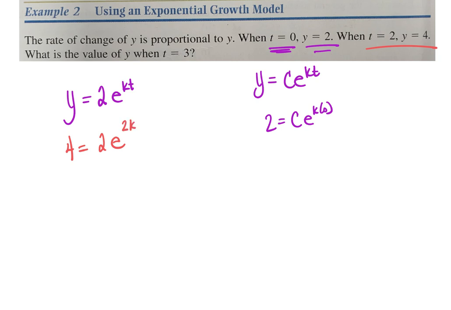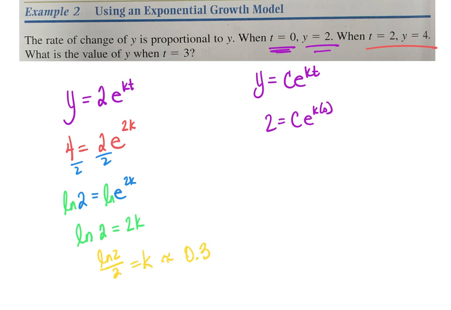Okay. To solve it, we're going to use our logarithmic information. Divide by 2. 2 equals e to the 2k. Natural log of both sides to get rid of that e. So we have ln of 2 equals, well, actually e is going to cancel, so we have 2k. Divide by 2, so you get ln of 2 divided by 2 equals k. When you plug that in, you get your k, which is what we're solving for.